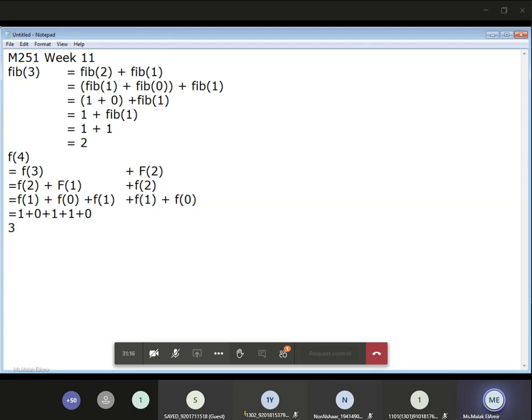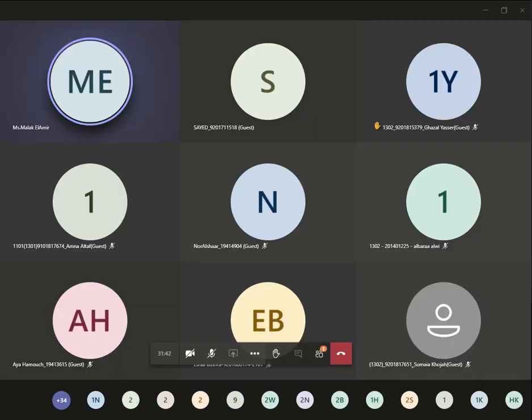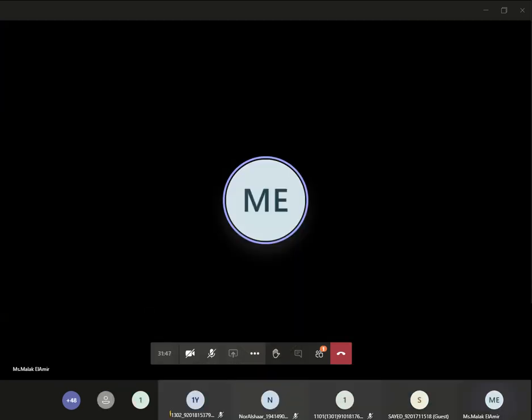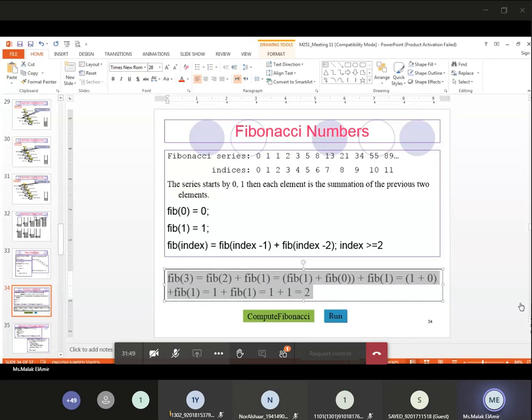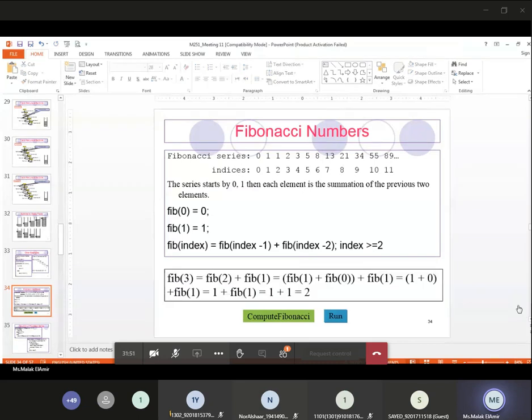Okay? What if I have Fibonacci of 5? Fibonacci of 5 will be Fibonacci of 4 plus Fibonacci of 3. So I'm going to go through it again and again. Is it clear? It's not easy, yes, I know. Okay? So, sharing the slides again.